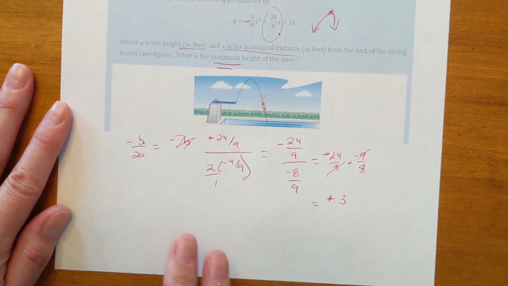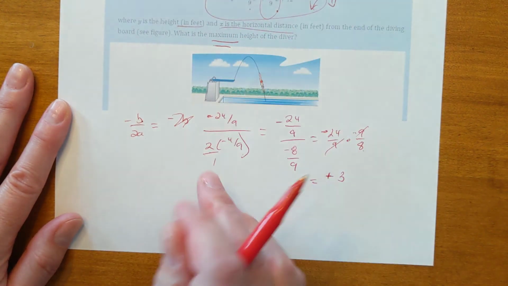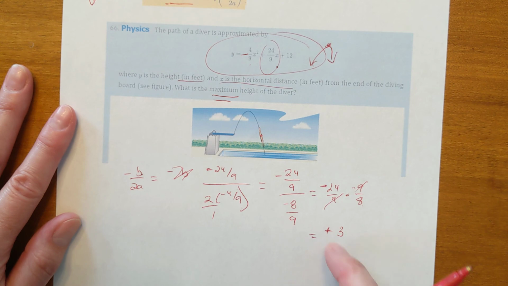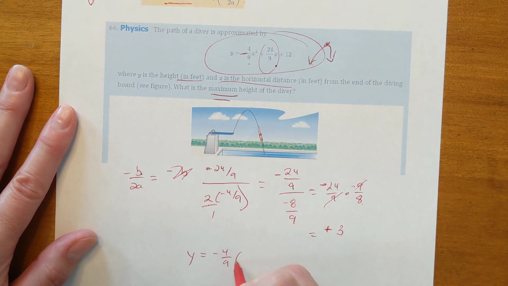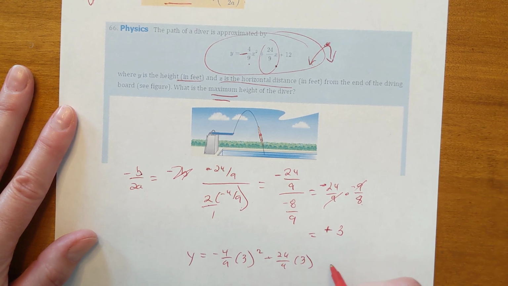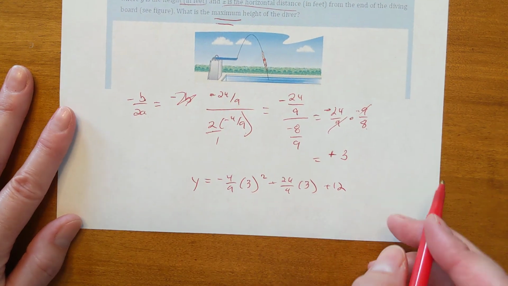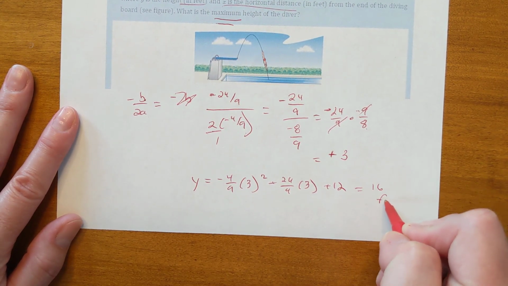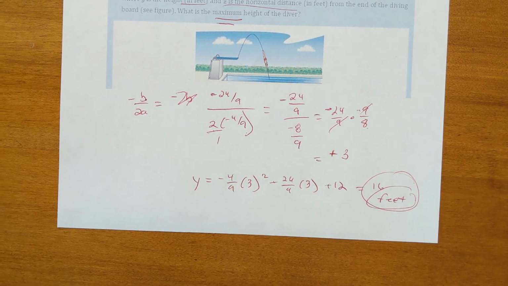Anyway, so you take your 3 then and you plug it back into the original equation up here to find what the y value is when you plug the 3 in. So y equals negative 4/9 times 3 squared plus 24/9 times 3, and then plus 12. And when you do the whole thing on your calculator, you're going to get 16 feet. So the answer here is 16 feet.